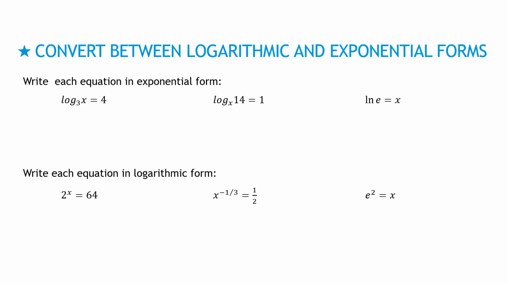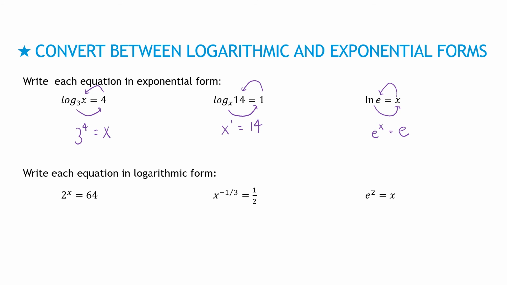All right, first one, 3 to the 4 equals x. And again, we could solve that. We're not going to do that right now. x to the 1 equals 14. What's going to happen here? The base is e. Whoops. So e to the x equals e. And again, we could probably solve that one pretty easily.